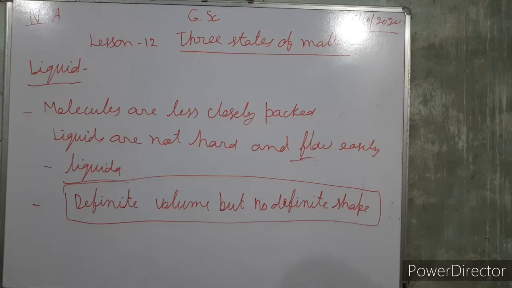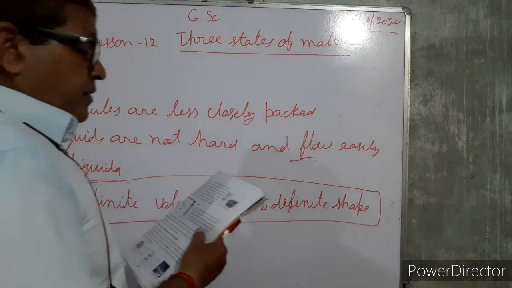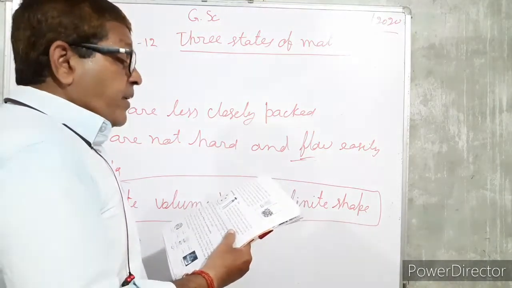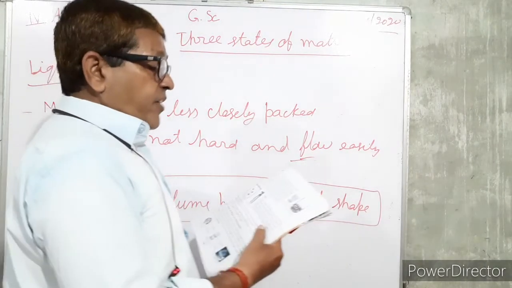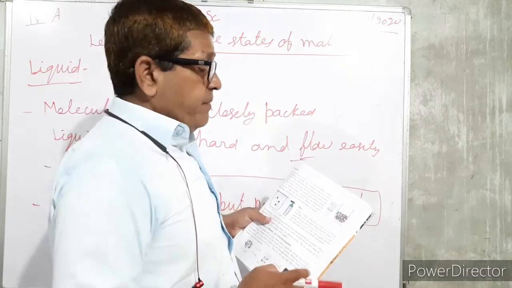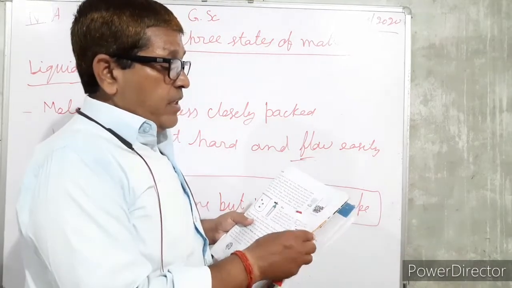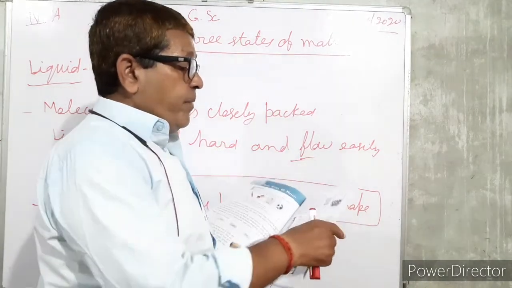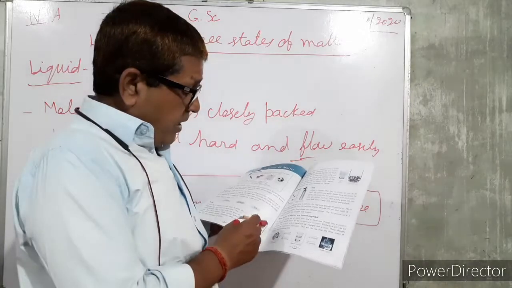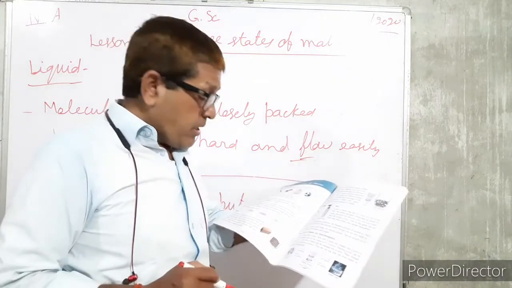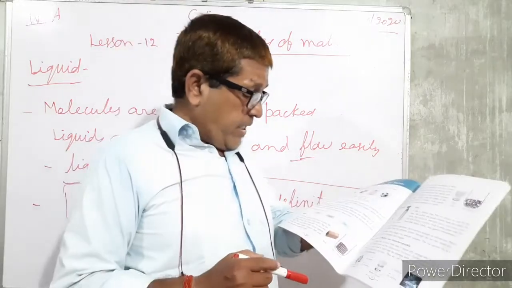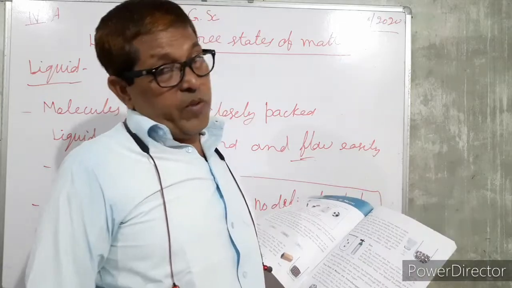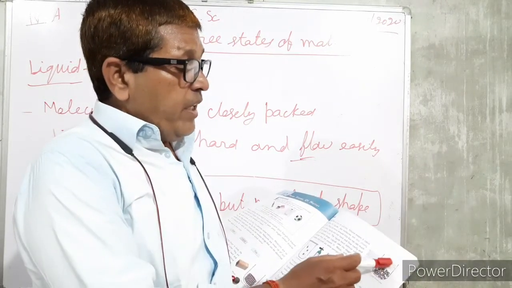There is a diagram given on page number 71, a diagram of the liquid molecules. The molecules are not very close. If two diagrams are given, you can compare them. One diagram of the solid molecules is given on page number 70. You see the solid molecules here, and here the liquid molecules.